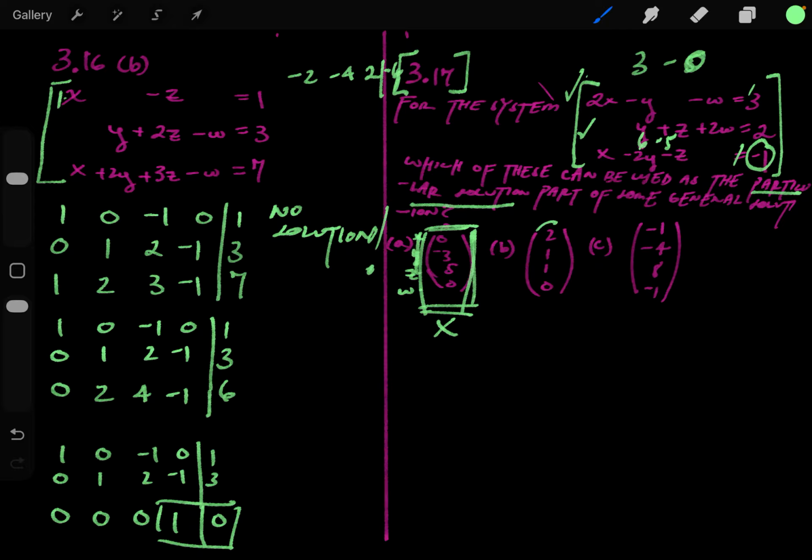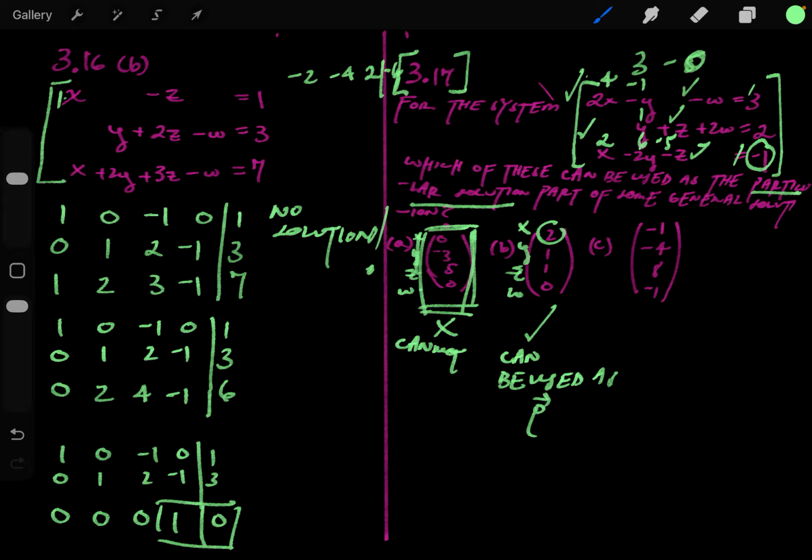Then I try the next one. Now x is 2, y is 1, z is 1, and then w is 0. Let's see. 2 gives you 4, minus 1, minus 0 is 3. So it satisfies the first equation. Y is 1, plus 1 is 2, 0. It solves the second one. X is 2, y is 1, this gives me 0, minus 1 is negative 1, and this one is a solution to the system, so this can be used as a particular. Right, and then the previous one cannot be, right?